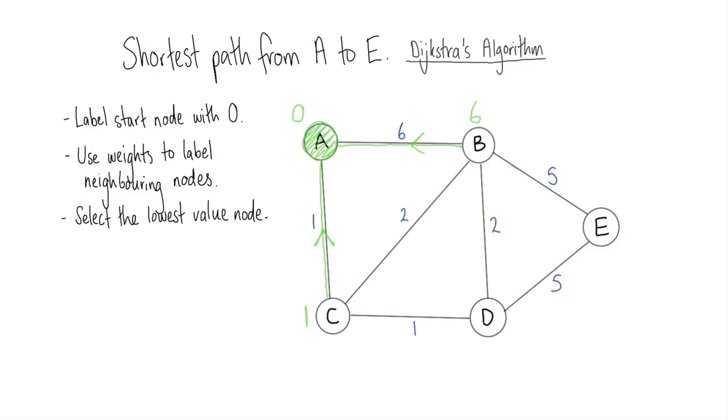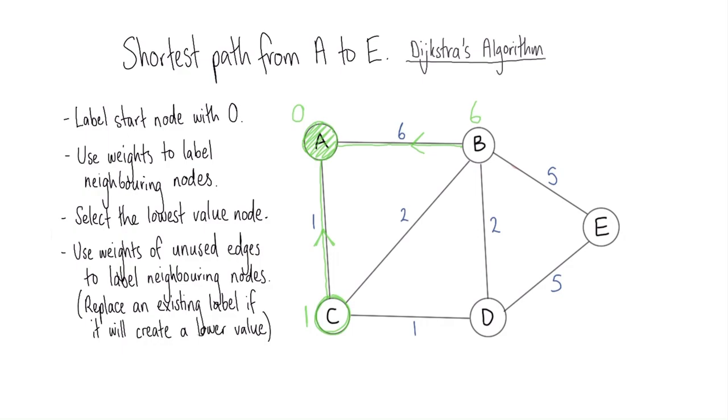My next step is to select the lowest value node. Now 0 is our lowest value node that we've labelled at A, but we've already covered A. So what's our next lowest? 1 at C or 6 at B? 1 at C is lower. So that's my next node. I need to use the weights of the unused edges to label the neighbouring nodes of C.